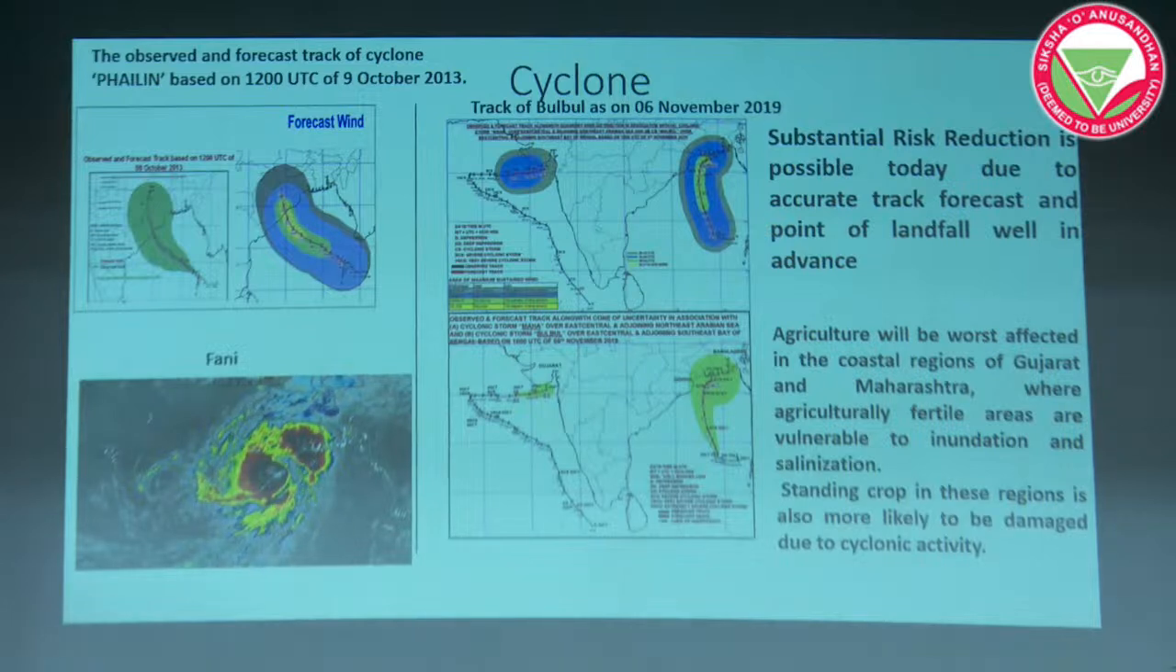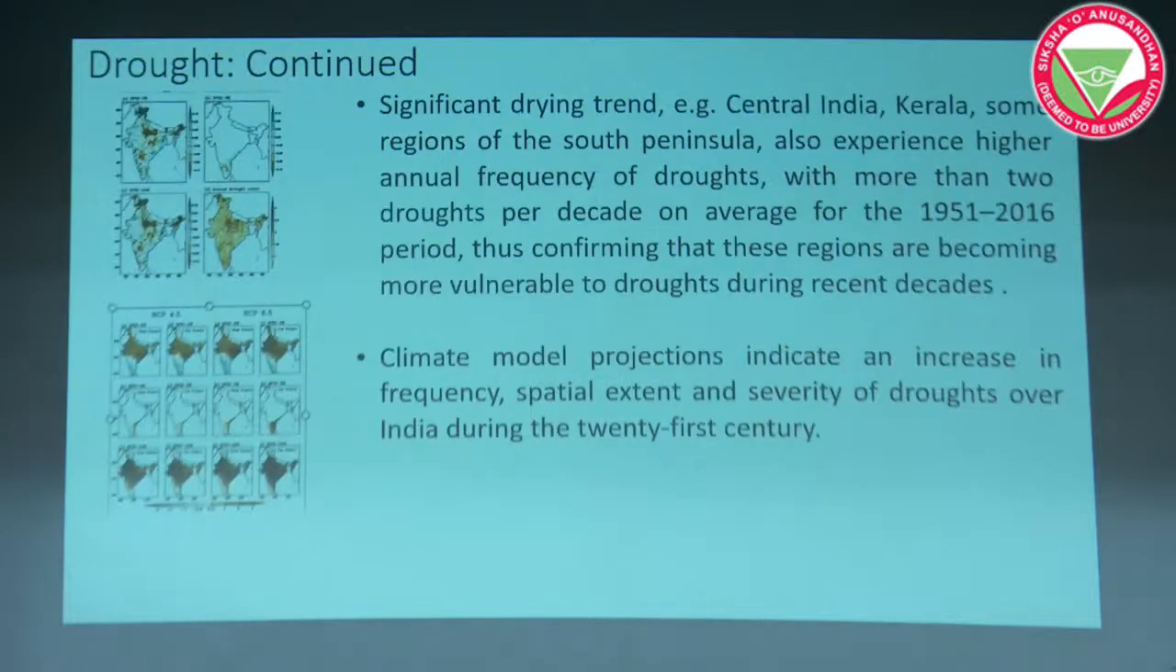So what are the extremes? The cyclone could be managed, but again, 5 to 7 days is very difficult for the agriculture front. You can do so many rescue or something. You can shift the animals also. But again, we want that more lead time should be required for the cyclones. Another thing is the drought, which is also a very, very important phenomenon.